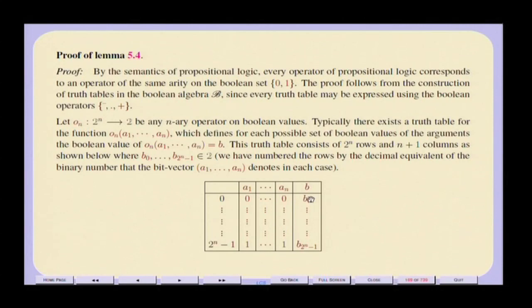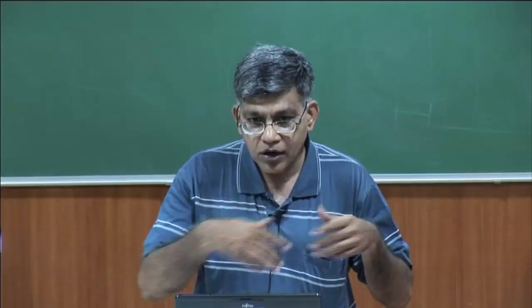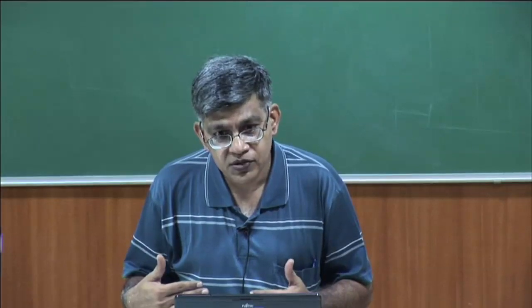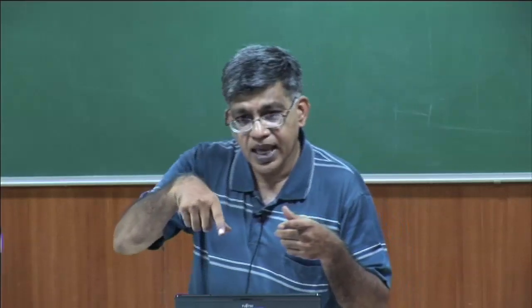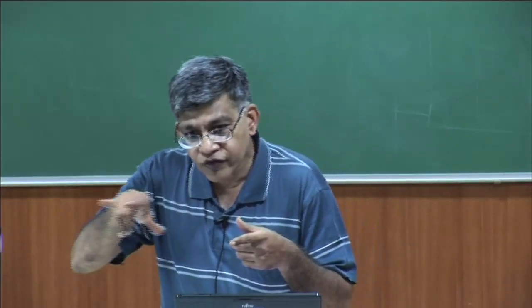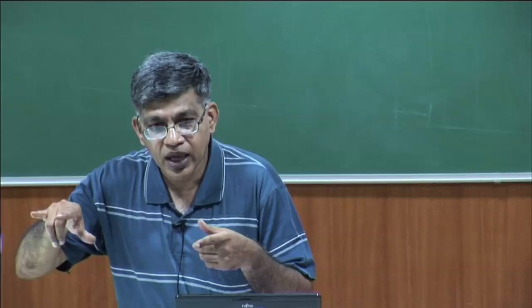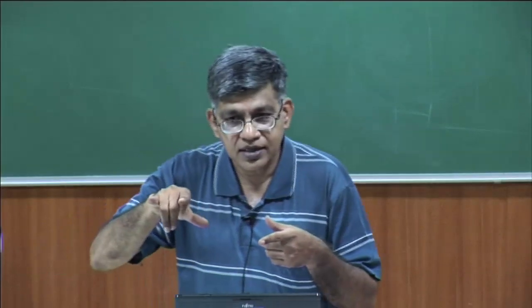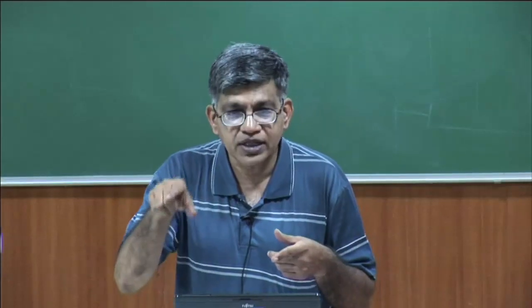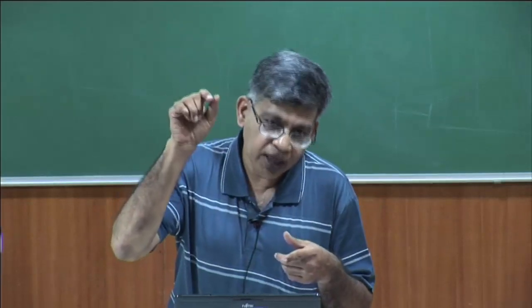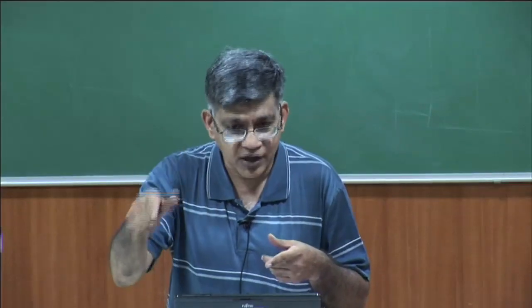I can think of this truth table as a big OR of these 2 raised to n rows, of the result of these 2 raised to n rows. Each row I can think of as a big AND of the individual elements a1 to an, such that, take any aj, if it is 0 in that row, make it aj bar, because then aj bar will be 1, right.